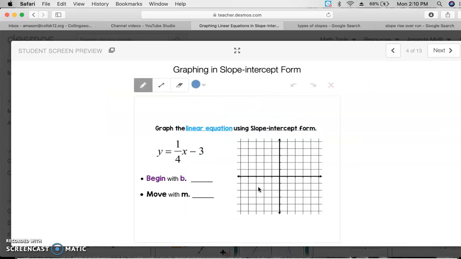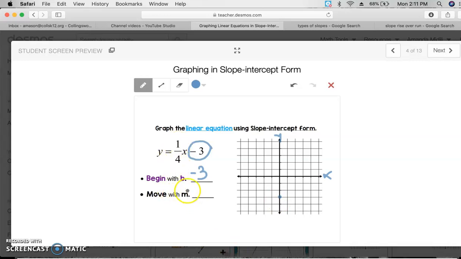Alright, so we're just going to start practicing a couple examples. The first thing we want to do is look at the equation, y equals 1/4 x minus 3. We're always going to identify our b first. Our b here is -3, so we're going to look here. Our up and down is our y-axis. Our left to right is our x. So I want to go to -3 on my y-axis. 1, 2, 3. And I'm going to put a nice little dot.